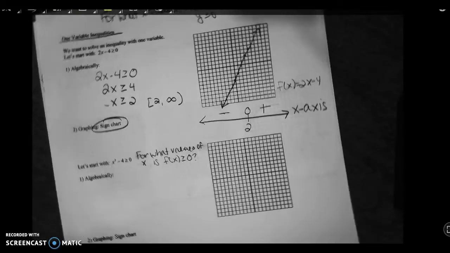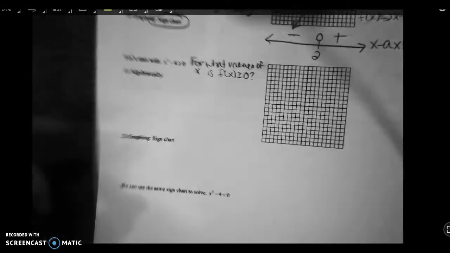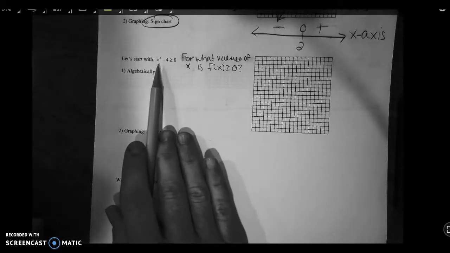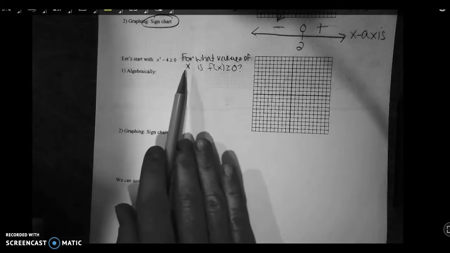So let's go on to this next problem. Notice that we've changed this a little bit. This time we're looking at a quadratic.